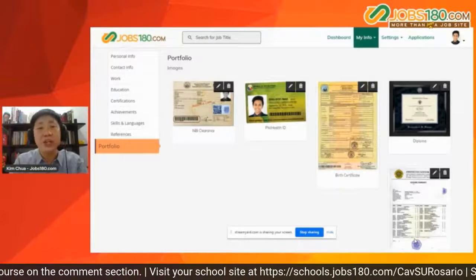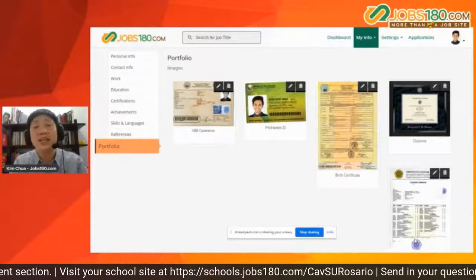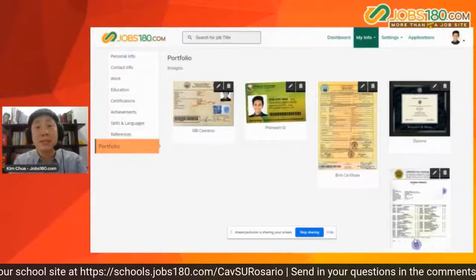Ano ebidensya na wala kayong criminal record? NBI clearance, police clearance, di ba? Ano ebidensya na pwede ka pumunta sa ibang bansa?